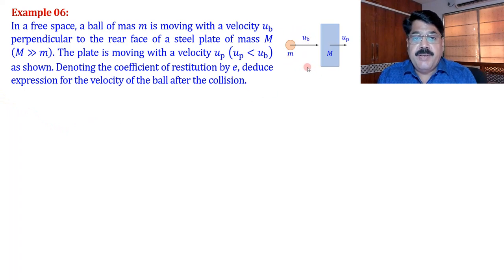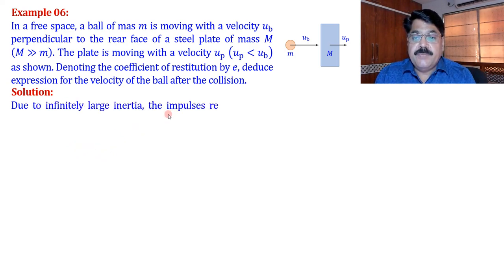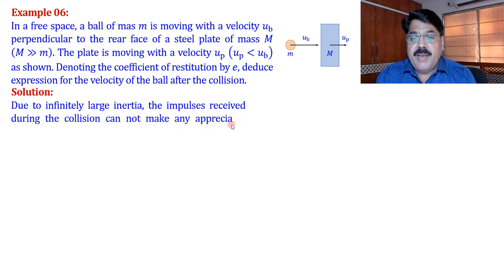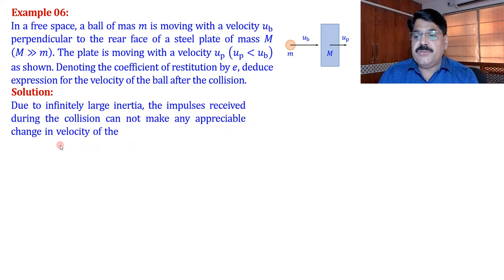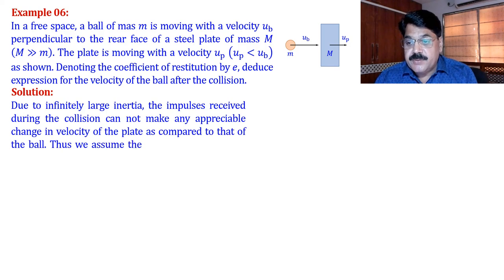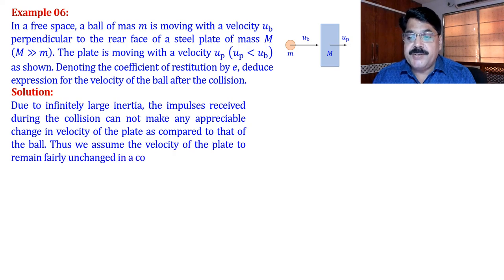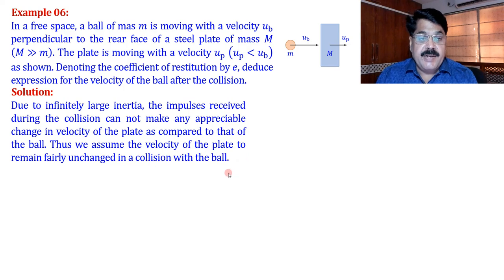So the situation is given here. The ball was moving with velocity u_b and the plate is moving with velocity u_p. And now we apply the logic we have developed earlier. Due to infinitely large inertia, the impulse received during the collision cannot make any appreciable change in the velocity of the plate as compared to that of the ball. Thus, we assume the velocity of the plate to remain fairly unchanged in a collision with the ball. So that was the idea we have developed.